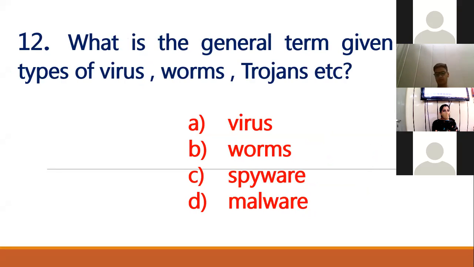What is the general term given to all types of virus, worms, trojans, etc.? The general term. D part, malware. Malware stands for malicious software.